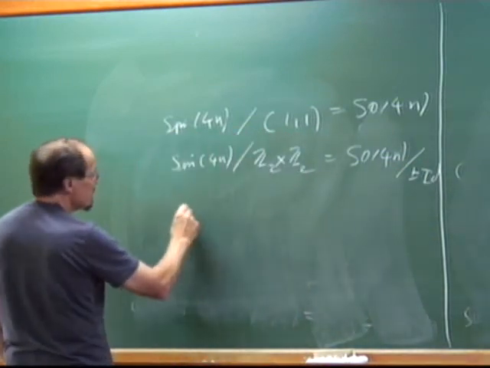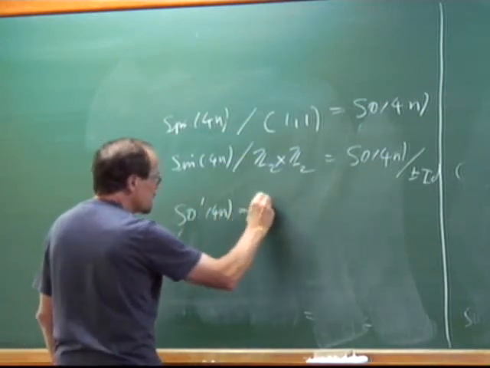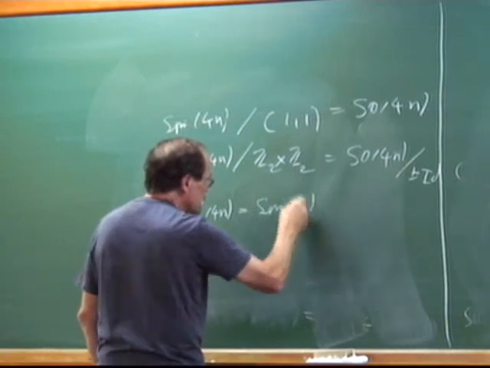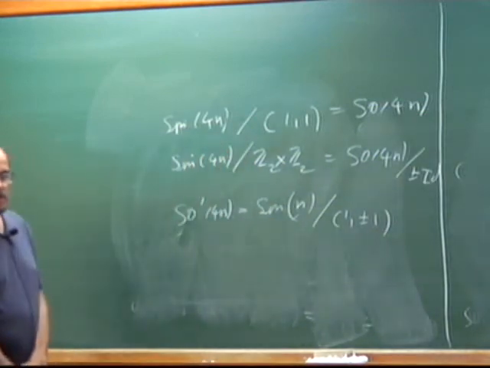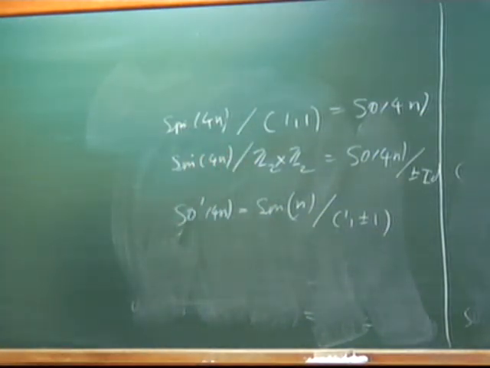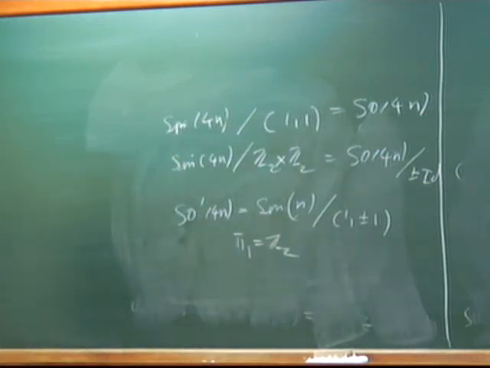But now I get something that is sometimes called SO'(4n), which is Spin(4n) divided by (1, plus or minus 1). So it's now the Z2. Right? So this also has pi 1 equal to Z2, because of the Z2 subgroup of Spin(n). So there are two Lie groups with pi 1 equal to Z2. They look very similar, but they're not the same, which is not obvious. Whether different or not is not quite so obvious.